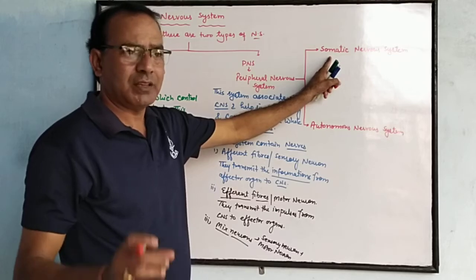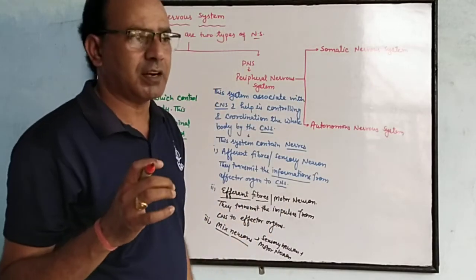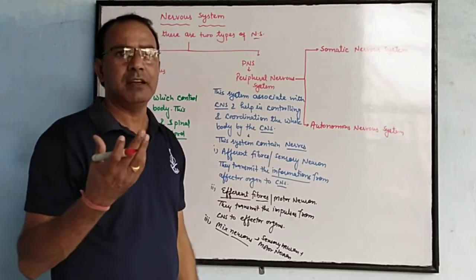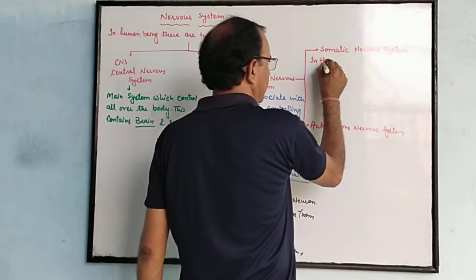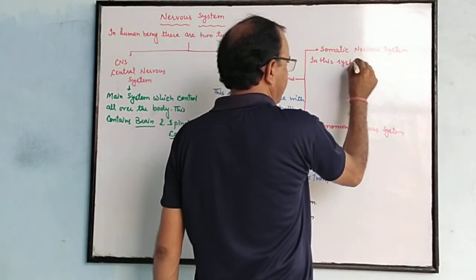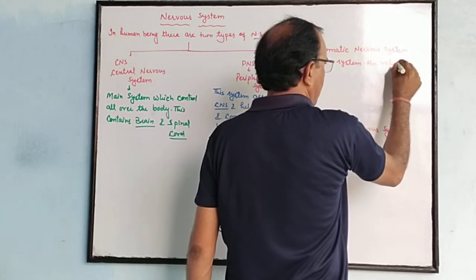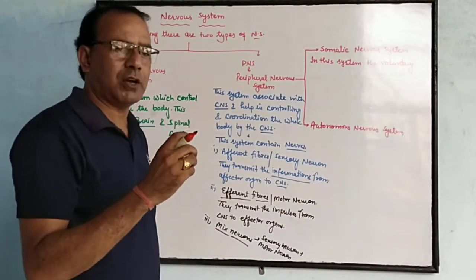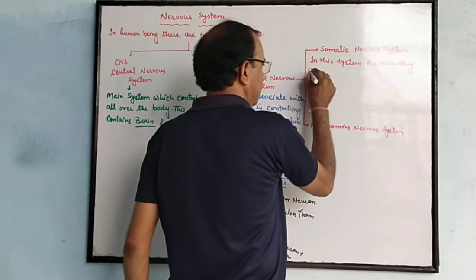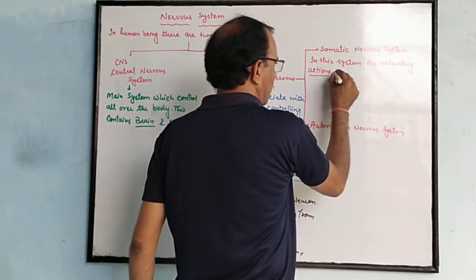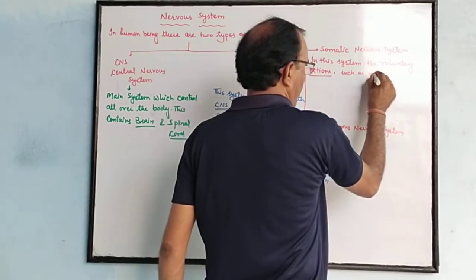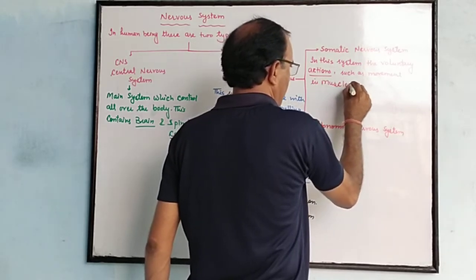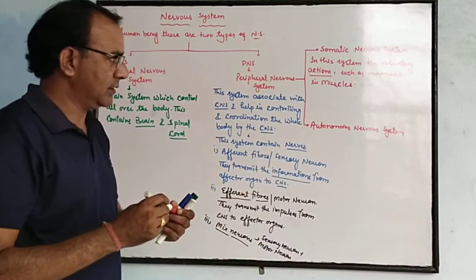In the somatic nervous system, all the actions are completed voluntarily, meaning they are under the control of the CNS. For example, movement of the skeleton. In this system, the voluntary action means the desired function, the function which is according to our will. Such as movement in muscle. That type of system is called the somatic nervous system.